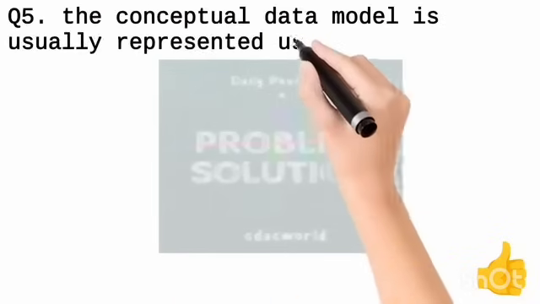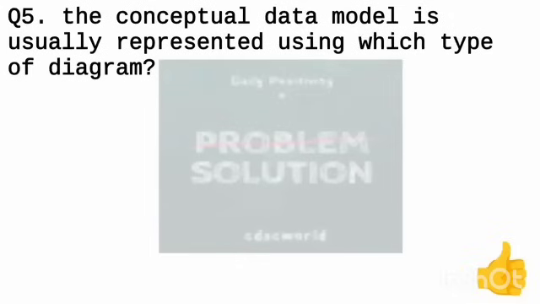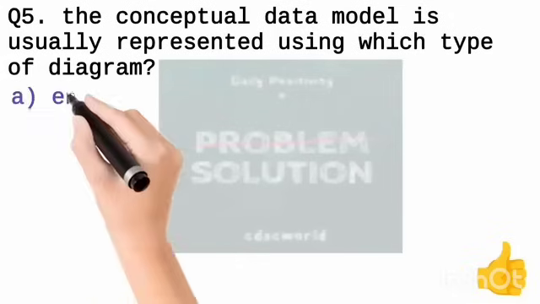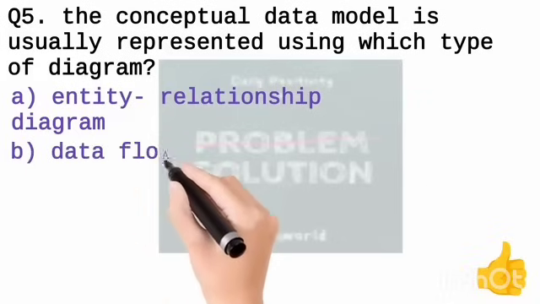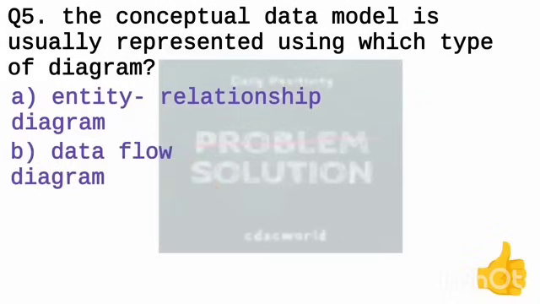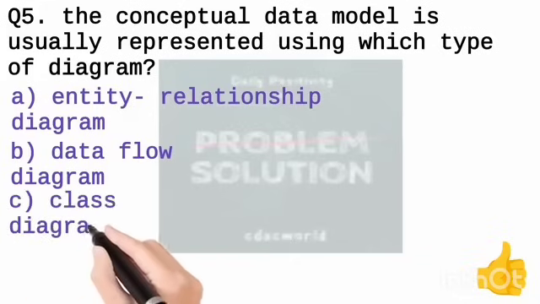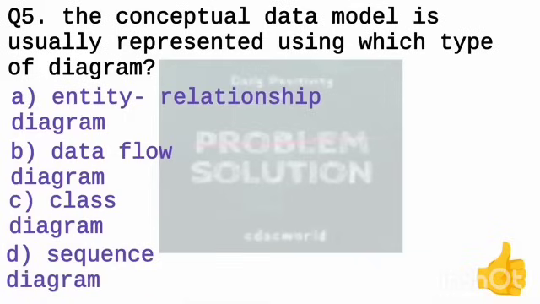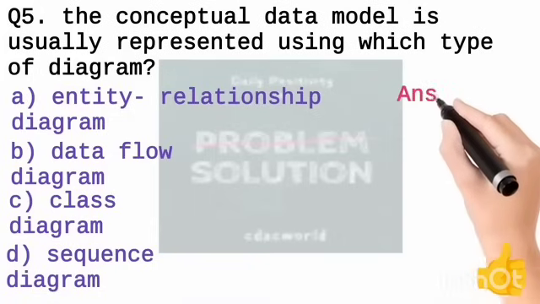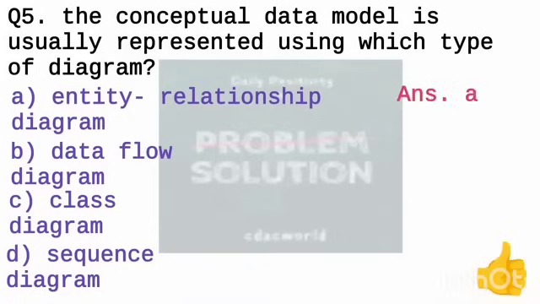Query number 5. The conceptual data model is usually represented using which type of diagram? Option A, entity relationship diagram. Option B, data flow diagram. Option C, class diagram. And option D, sequence diagram. And the answer is A, entity relationship diagram.